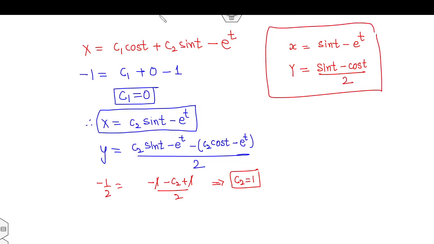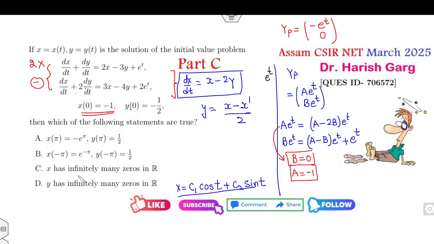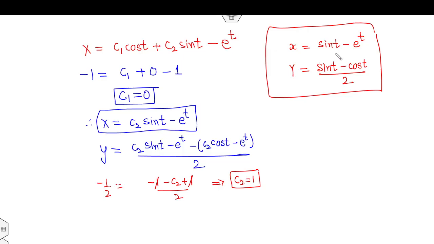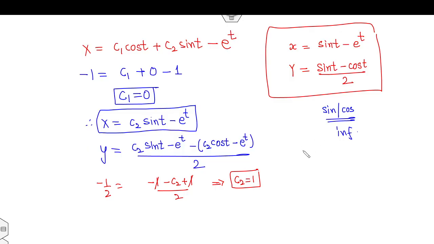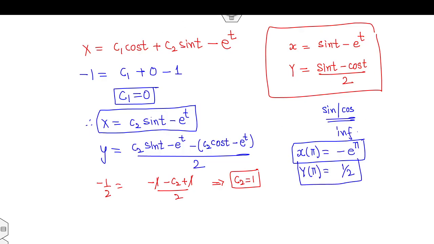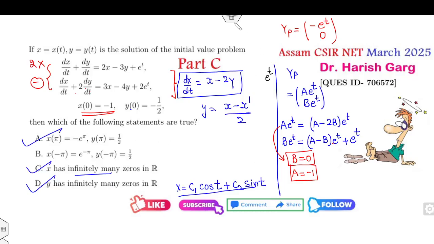Fine. Now look at the options. X has infinitely many zeros. Yes, because x and y contain the sine and cosine functions. So yes, it has infinitely many zeros. So yes, C and D are correct. X of pi, y of pi. So what is the value of the x of pi? Sine pi is 0. It is minus e raised to power pi. Y of pi: sine pi is 0, cos pi is 1. It is half. So you can see first option is correct.